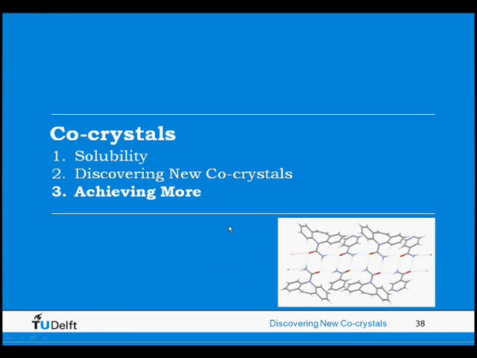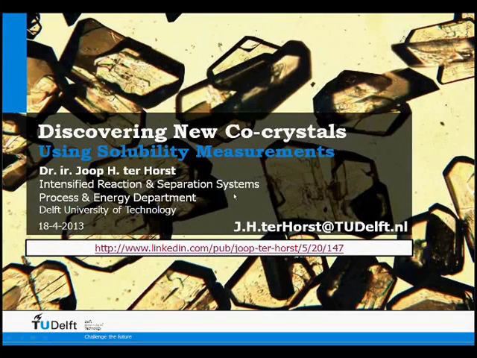Actually, you can achieve even more with the thermodynamic data you get from saturation temperature measurements. And well, you can ask me about it, and you can also read my articles in which I explain, for instance, that you can use saturation temperature measurements to determine whether you have a conglomerate system or a racemic compound system for chiral molecules. So that was the webinar.